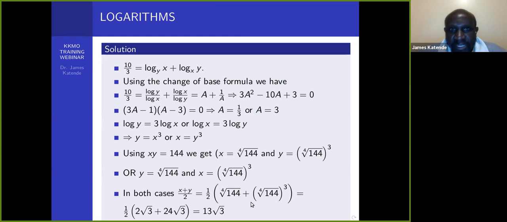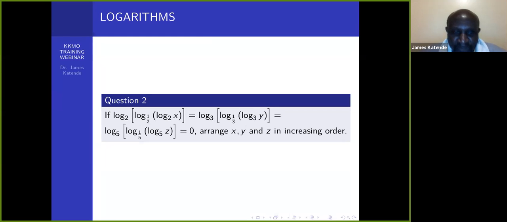So I think that is okay. Is there any question on this? So here we made use of the change of base formula and also worked with converting from logarithmic form to index form and so on until we got to the final answer. Hopefully it all makes sense. So I will move on to the next question.